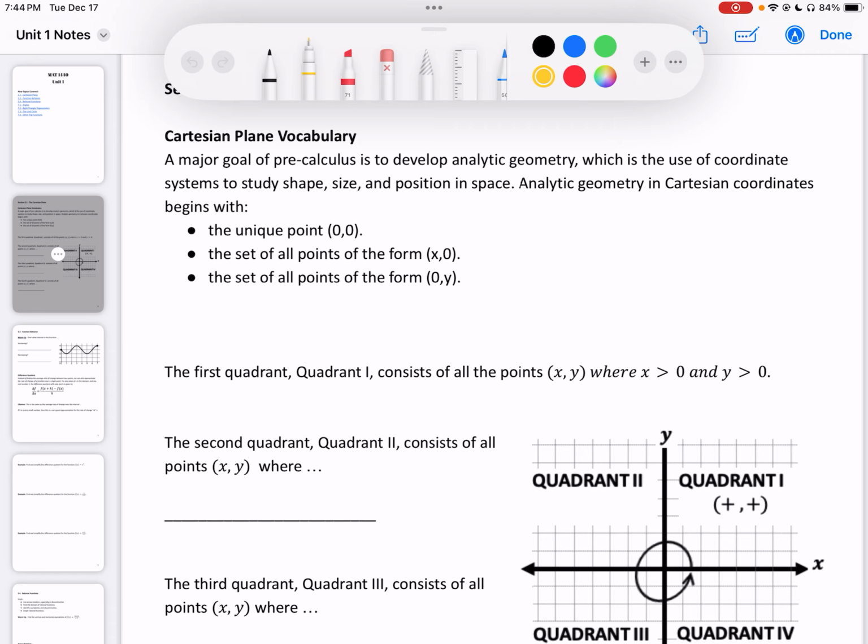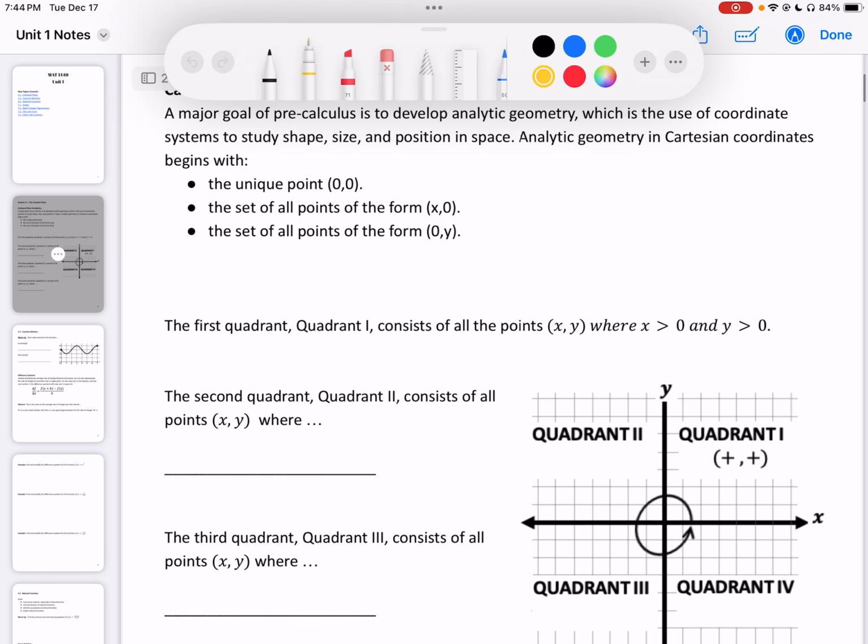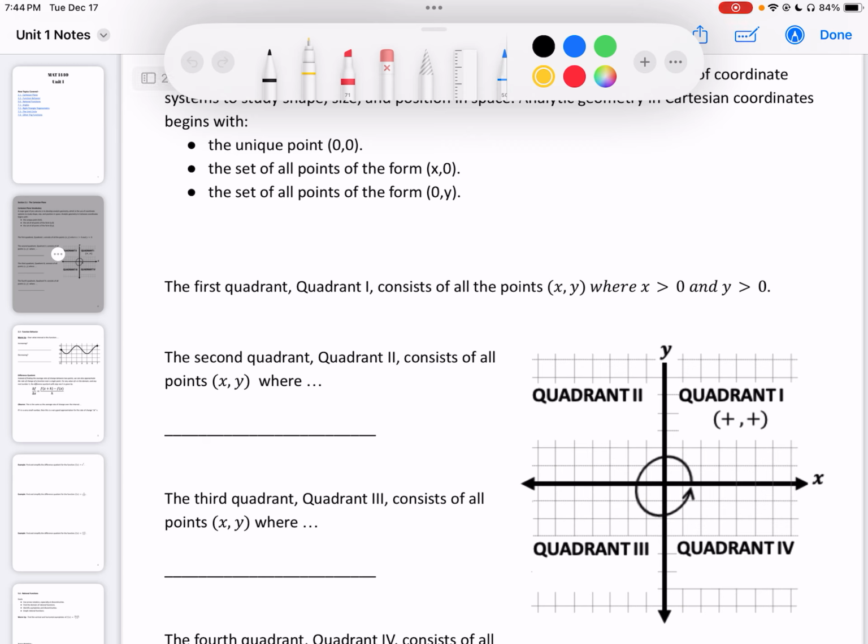Okay. So we have the unique point 0,0, which we're very familiar with. It is the origin, okay? It is the very center, okay? Then we have the x-axis, which is left to right, and we have the y-axis, which is up and down, okay? Again, all things that you've seen before. We're just now kind of naming them, okay?